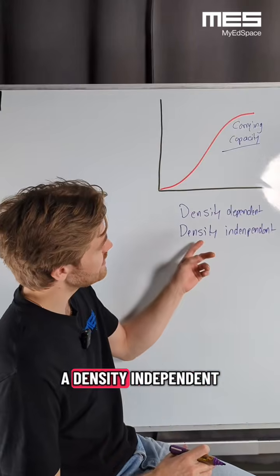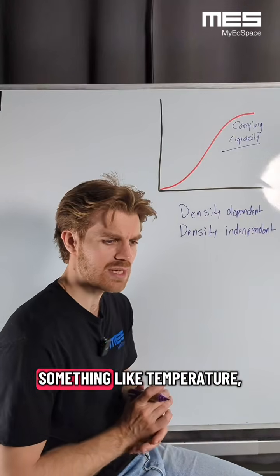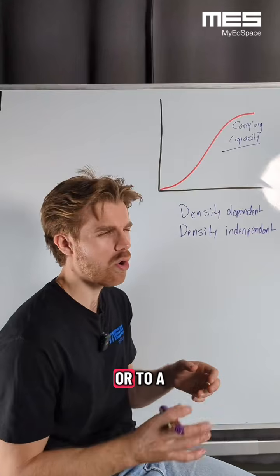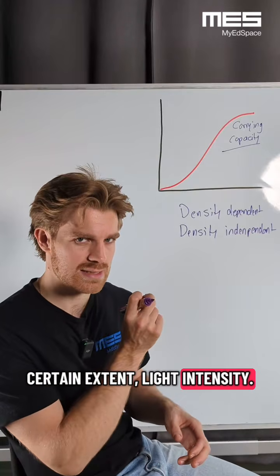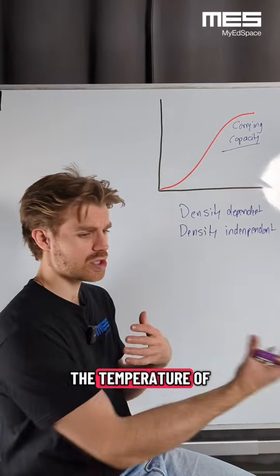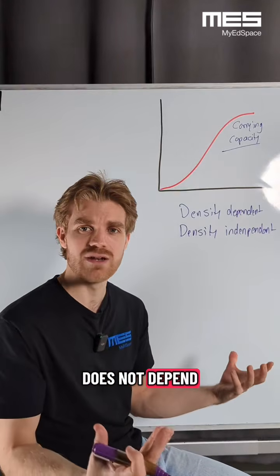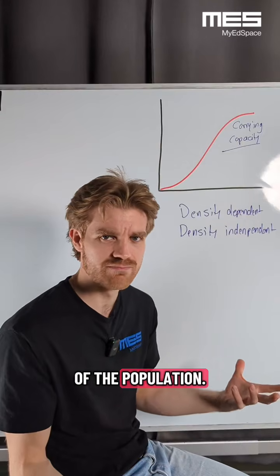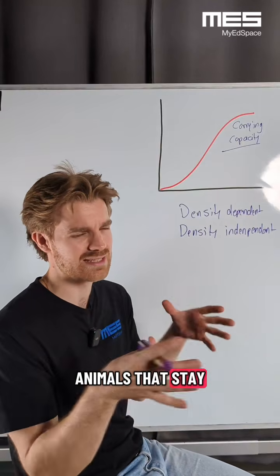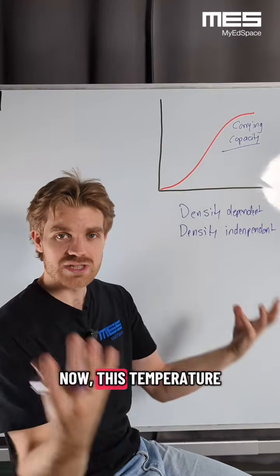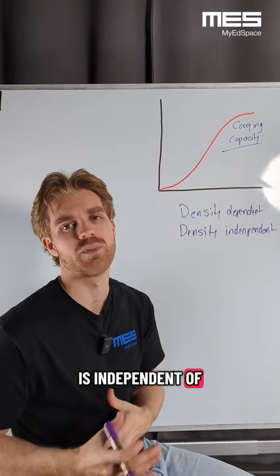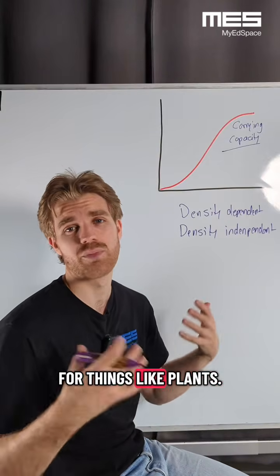An example of a density-independent factor could be something like temperature, or to a certain extent, light intensity. Now, the temperature of the surroundings does not depend on the size of the population. Don't talk to me about herding animals that stay together to keep warm. Now, the temperature is independent of the population size. This is particularly for things like plants.